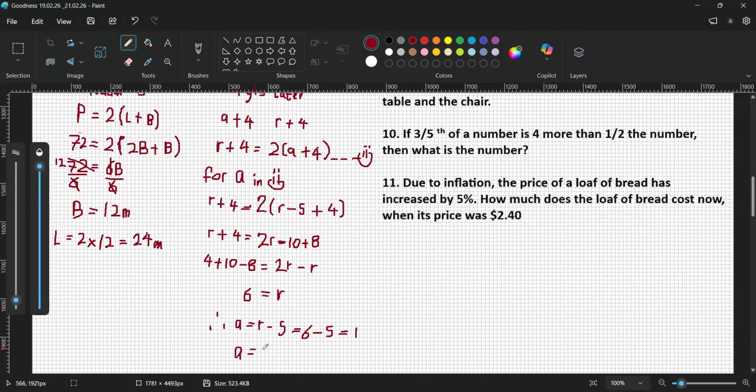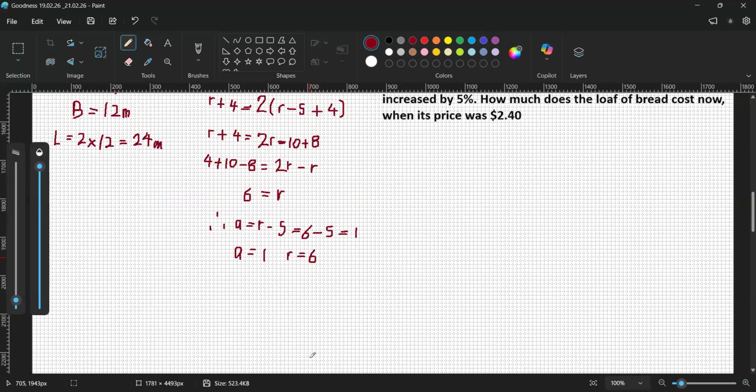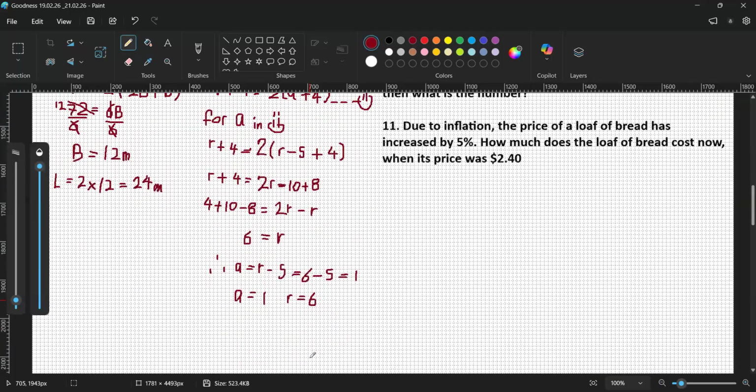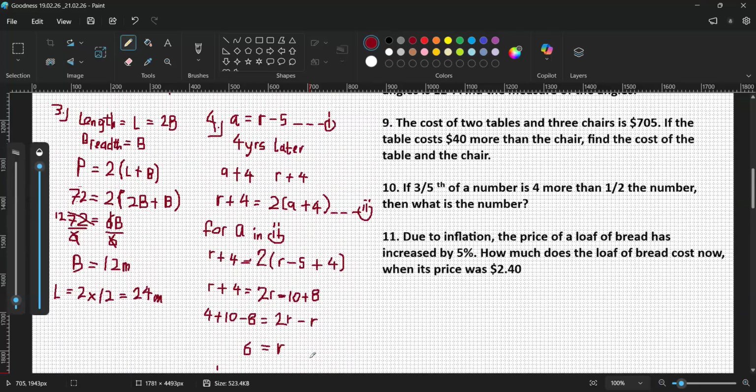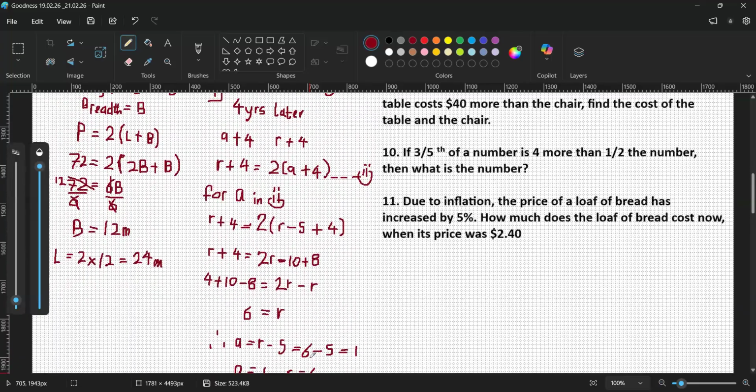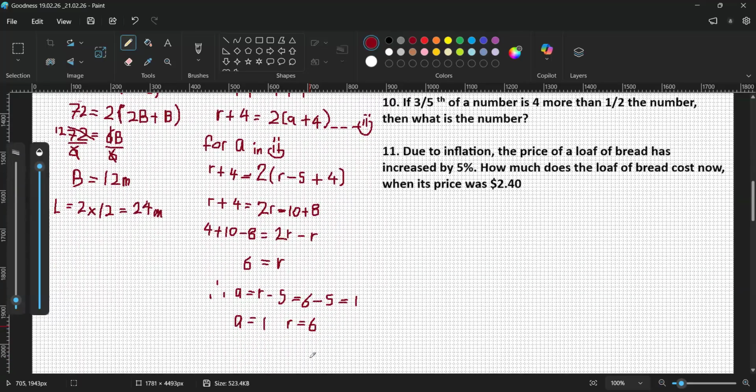Can you see how everything just came out neatly? So if you want to check if you are correct, you can look at it very well. 4 years from now, Ron will be 10 years old, right? And Aaron will be 5 years old, isn't it? And can you see 10 is actually 2 times 5. So that shows you are right. Any questions on this one? No question. Okay.